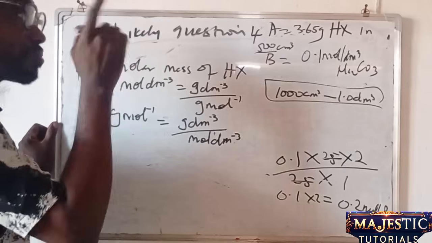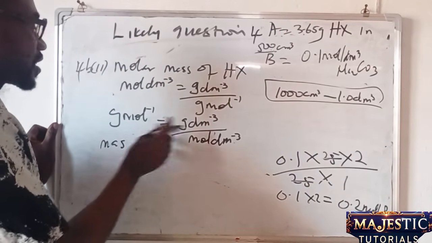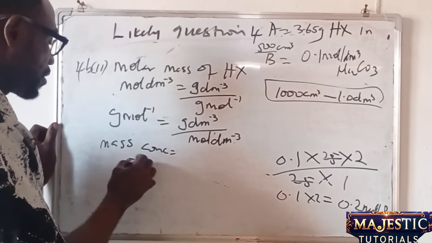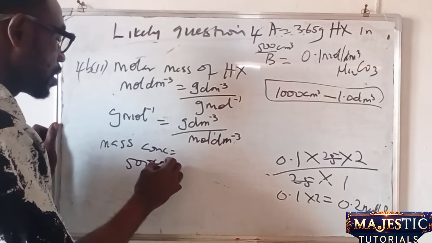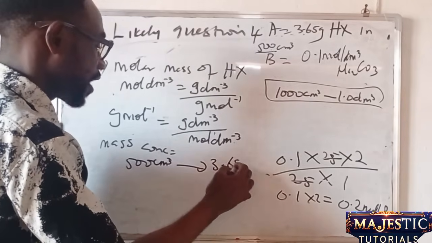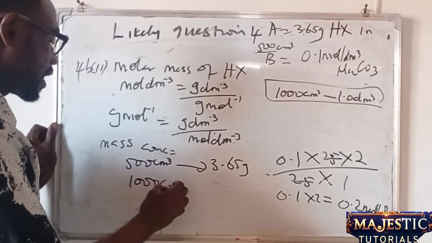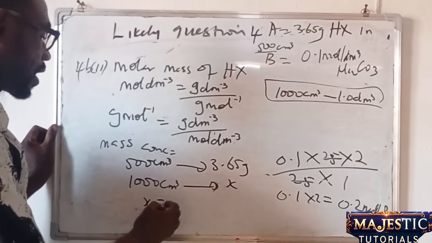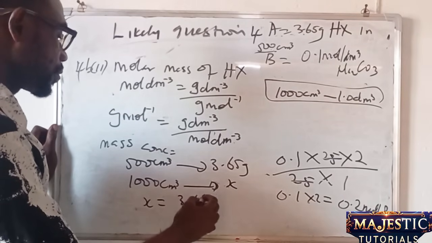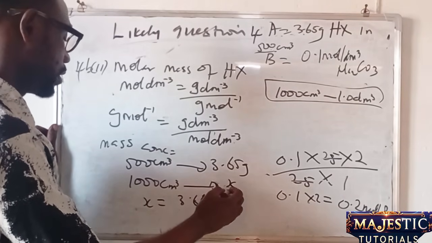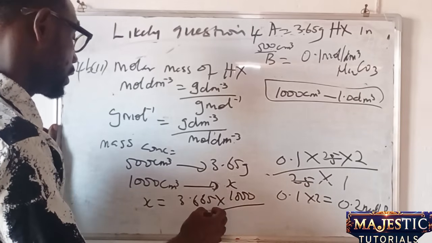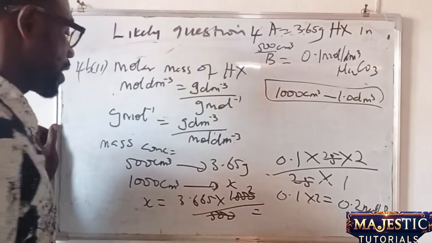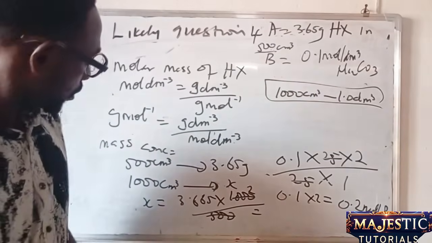So to find the correct mass concentration, mass conc will now be equal to what? You say 500 contains, according to the statement, 3.65 grams. Whatever 1000 cm cube contains should be our answer. Automatically, it will contain 3.65 times 1000 divided by 500. If you do this, this becomes 1, this becomes 2. So our answer will be 7 point something.